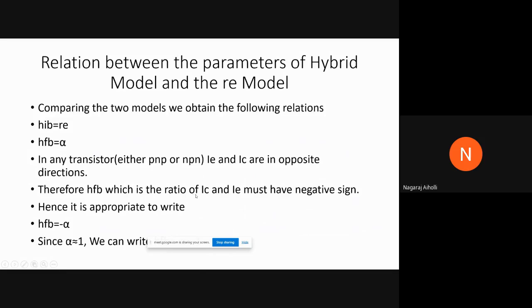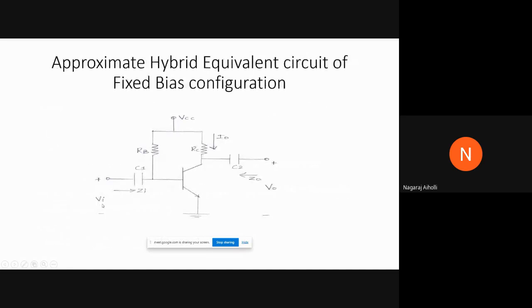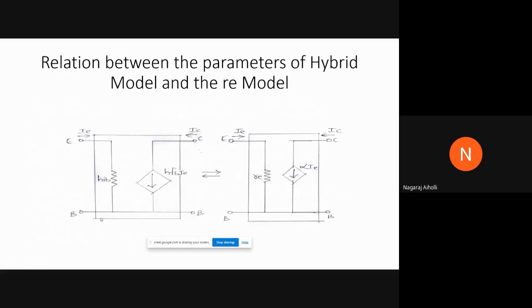There is a negative sign that will come in the formula of alpha, that is minus IC by IE, or HFB is equal to minus alpha. And we know that the alpha value is approximately equal to 1. Therefore, HFB will be approximately minus 1. We can write HFB is equal to minus alpha, that is equal to minus 1. Like this, we have got the value of HFB for the relation between the parameters of the hybrid model and the RE model.